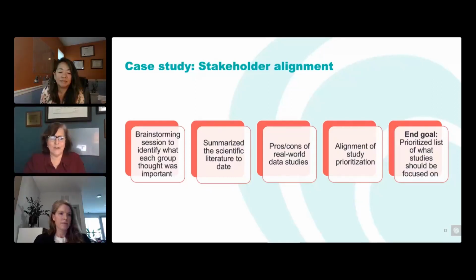And some databases we found had race included, others didn't. So we actually ended up with 2 databases that we used in this case. We used the IBM MarketScan Commercial and Medicare Supplement, as well as the Medicaid database.